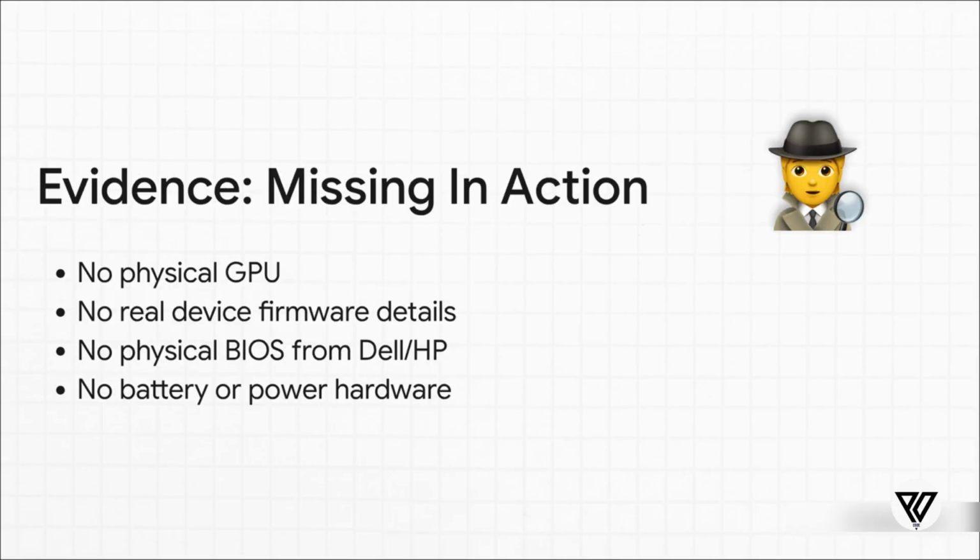And finally, let's talk about what's missing. Because sometimes the most powerful clue is the absence of evidence. A virtual machine, it's not going to have a beefy physical graphics card. It won't have specific firmware details for a motherboard. And here's my personal favorite, a VM will never, ever have a battery. So if you're on a machine that looks like a laptop, but the system says no battery found, ding, ding, ding, you're almost definitely in a VM.